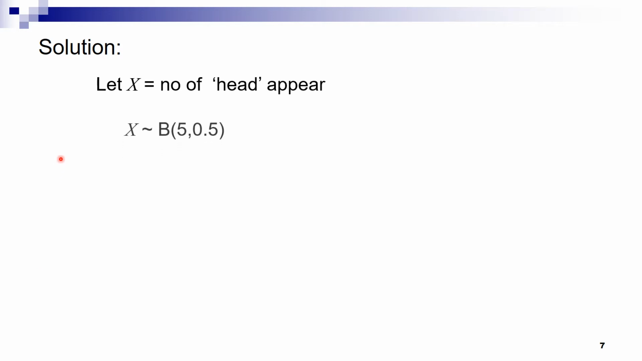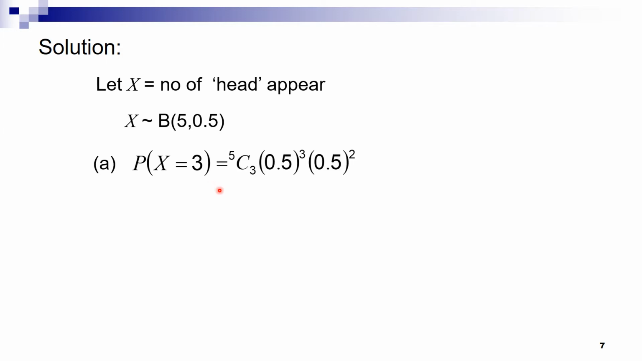Let's define our random variable X as the number of heads that appear. So your X is binomially distributed with n equal to 5. Why is n 5? Because the coin is tossed 5 times. And the probability of getting a head is 0.5. So your p, a small p, is 0.5. Okay, now let's look at the question. Find the probability that a head appears 3 times. So your mathematical sentence is the probability of X equal 3.